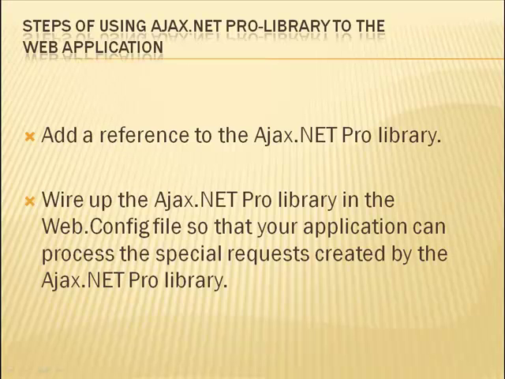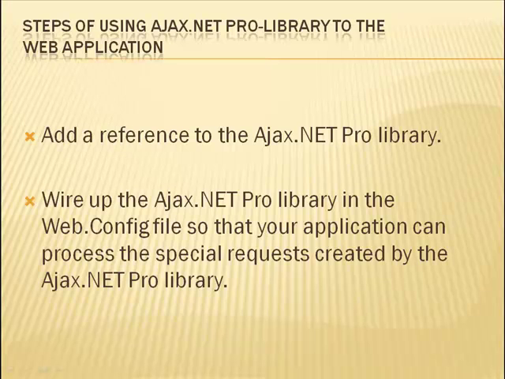In order to prepare your application to use the Ajax.NET Professional Library, follow these two steps. First, add a reference to the Ajax.NET Professional Library. And the second step is to wire up the Ajax.NET Professional Library in the web config file so that your application can process the special requests created by the library. Okay, now we are going to prepare your application. To use the library, your first step is to set a reference to it. This allows you to use library functionality inside your application.